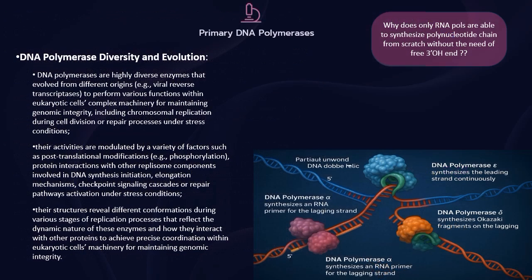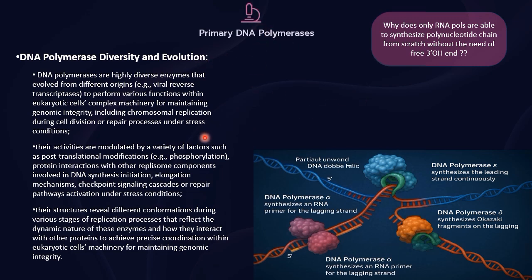Now let's understand the primary DNA polymerases which are utilized in the process of eukaryotic DNA replication. DNA polymerases are highly diverse enzymes that evolved from different origins, like from viruses, where we have viral reverse transcriptases. The human version is telomerase, which also possesses reverse transcriptase activity. They perform various functions, some of them in repair mechanisms and some in the actual DNA replication process.